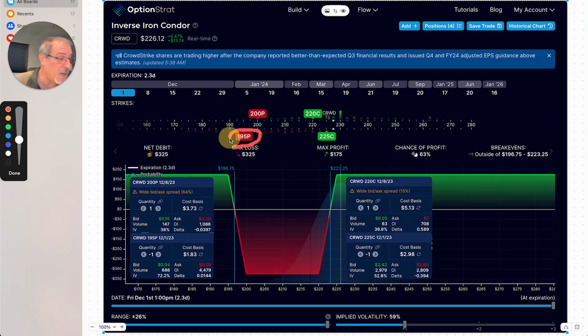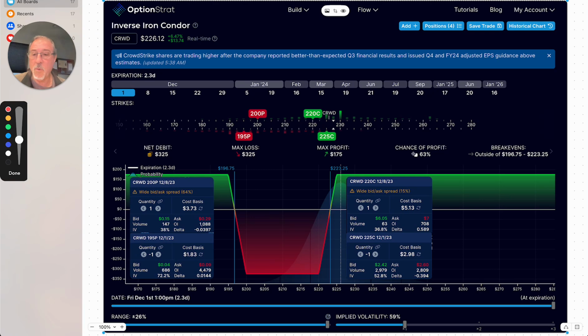So we're short this, we're long this. We're short this, we're long this. So that creates a reverse iron condor, which again, there's nothing really wrong with that reverse iron condor trade, other than you have to know that if you do land between here, you're going to be hurting.